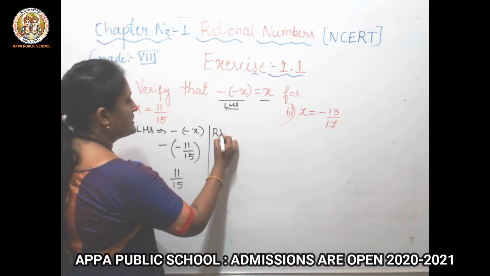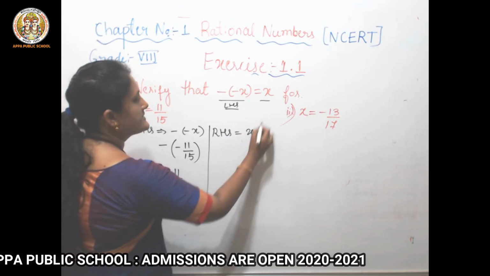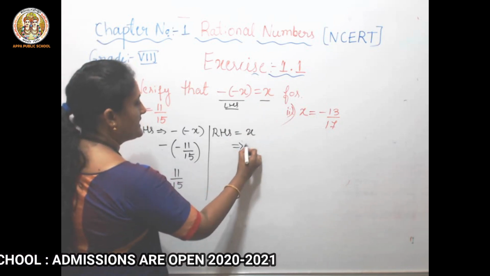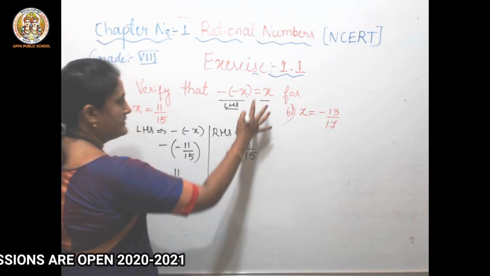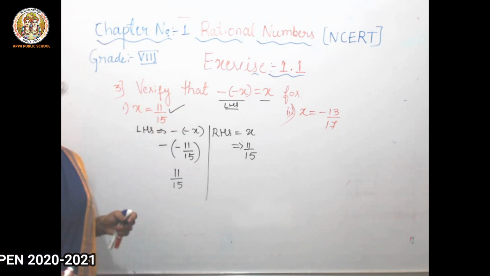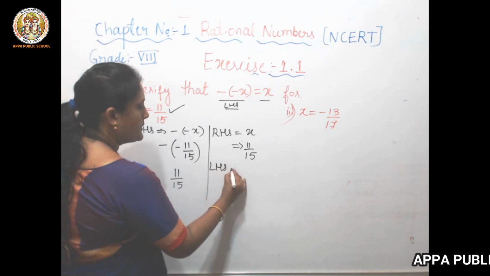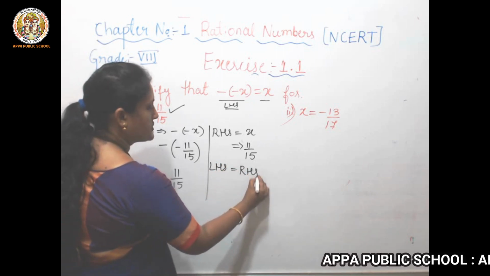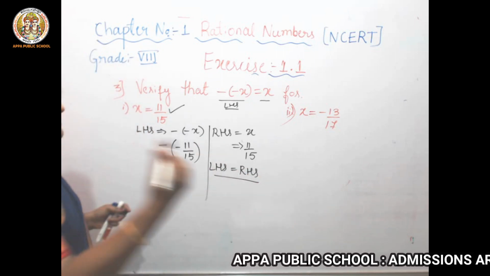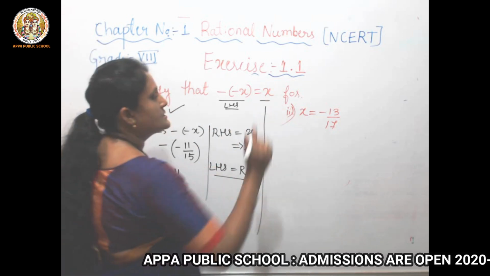RHS is x. So x value is what? x value is 11 by 15. See, you can see here x value is 11 by 15. So it means LHS is equal to RHS, right? Similar way, can we solve this one?